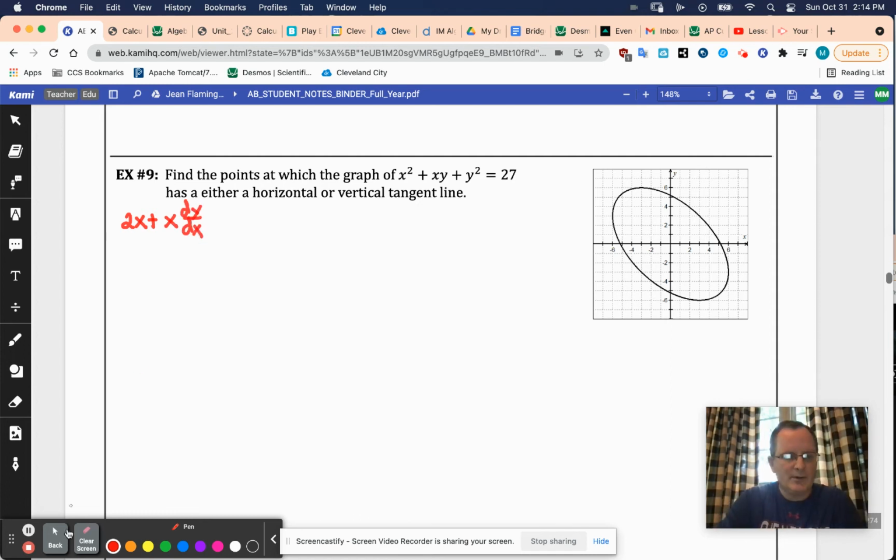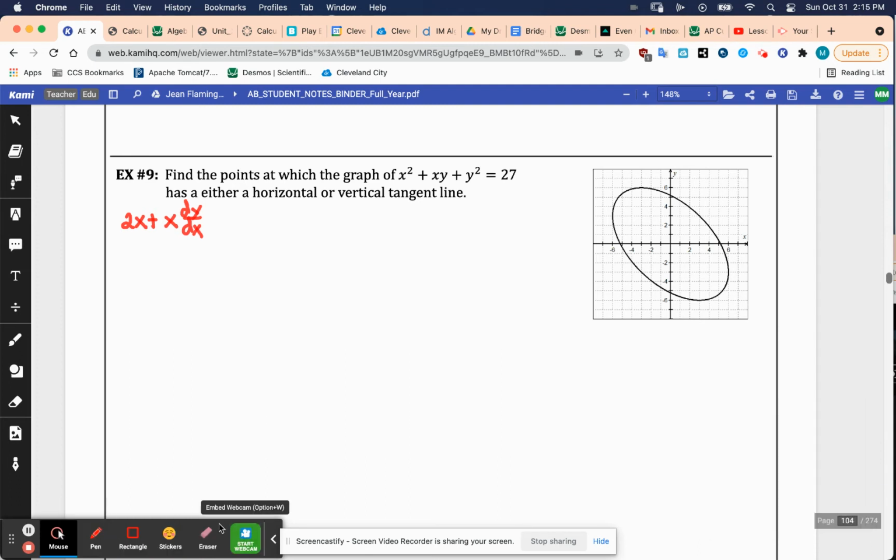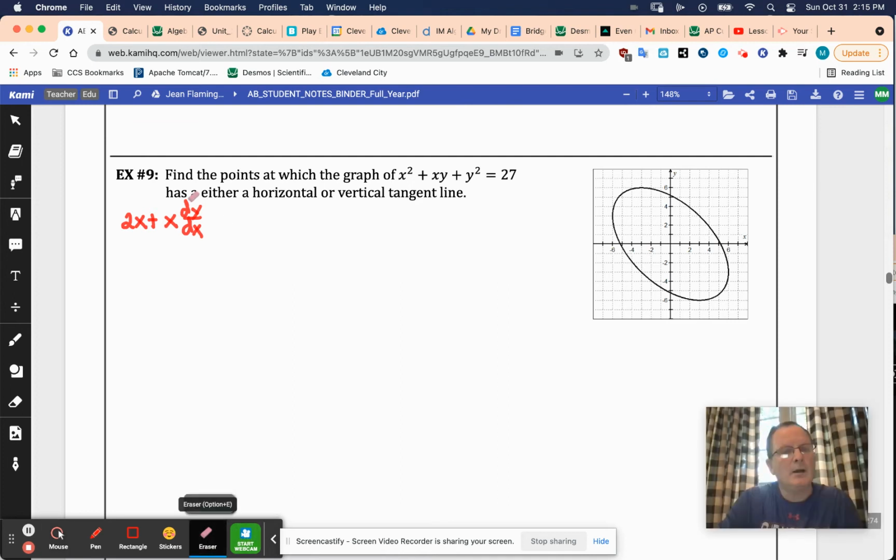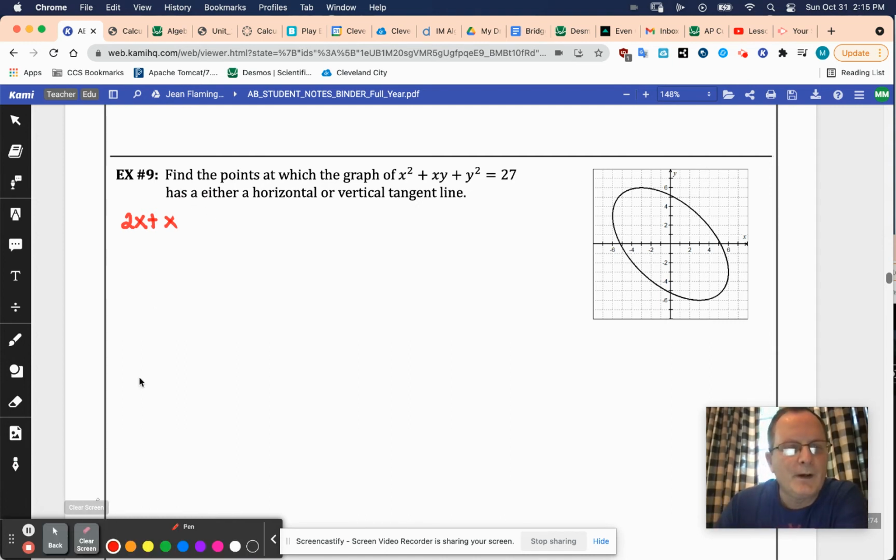Oh, I said earlier I was going to use primes. Let's do that. You can do it this way too, and it's perfectly acceptable. You can call them y primes. First times the derivative of the second, the derivative of y is y prime, plus the second times the derivative of the first, the derivative of x is 1, plus 2y y prime. So that's a little bit quicker. You can use that if you like, equals 0.